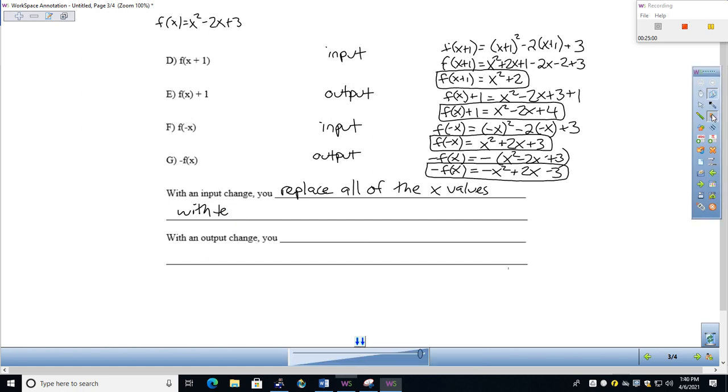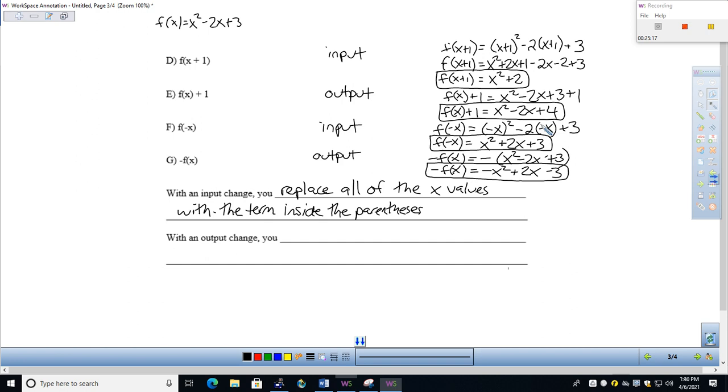Let me write that just a touch better. So with the term inside the parentheses. And you could see that here. I just replaced the x's with x plus 1. Here, I replaced the x's with negative x.